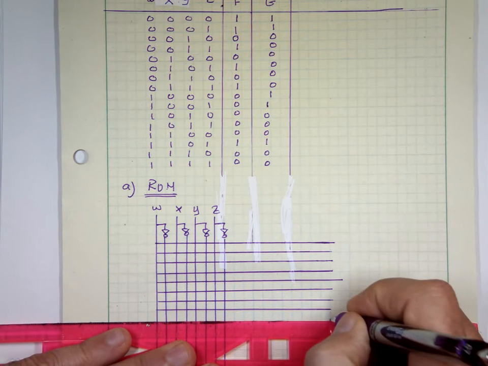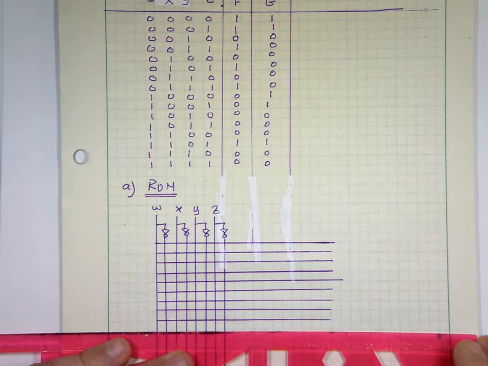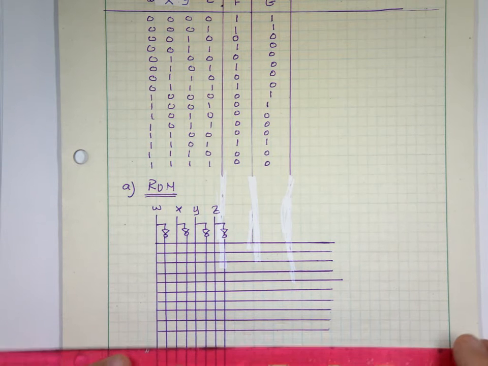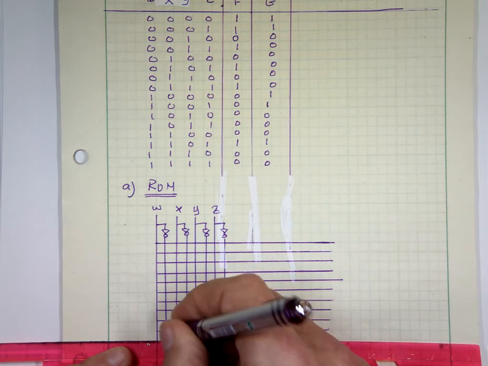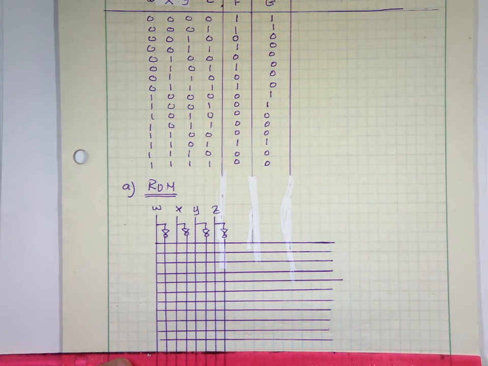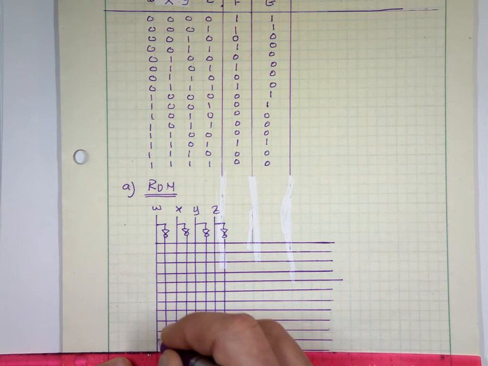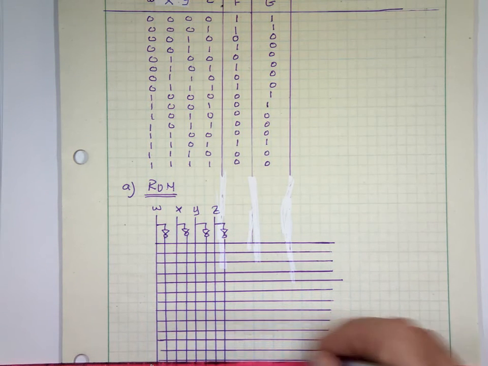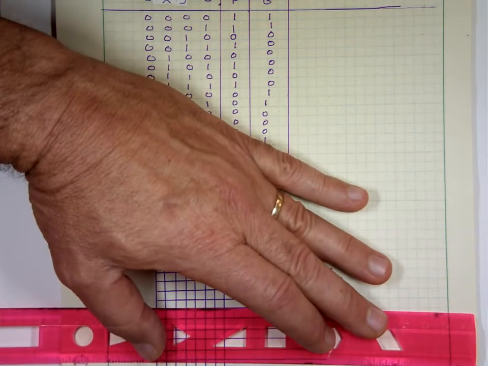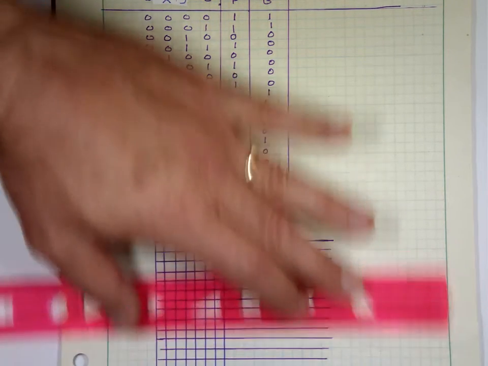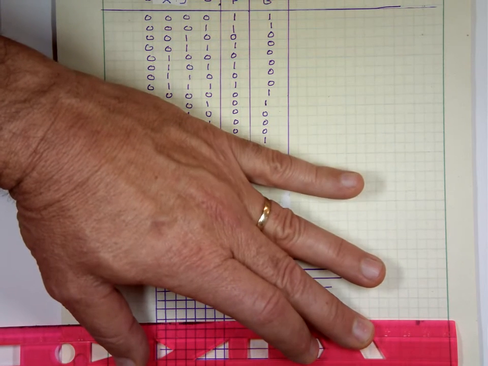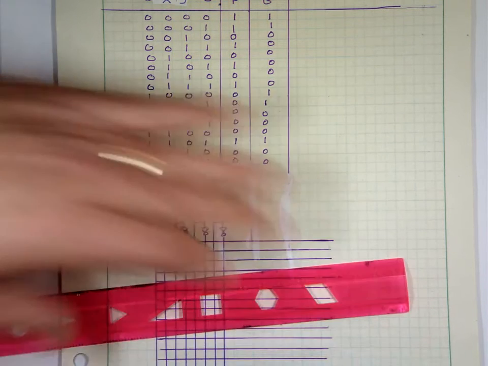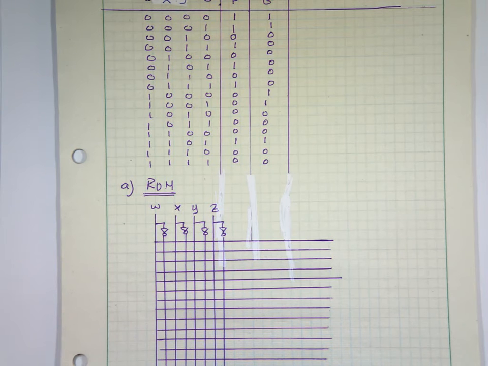I'm getting nervous now, space-wise. 9, 10, 11, 12, 13, 14, 15. Just enough. 16. And now I gotta label them.